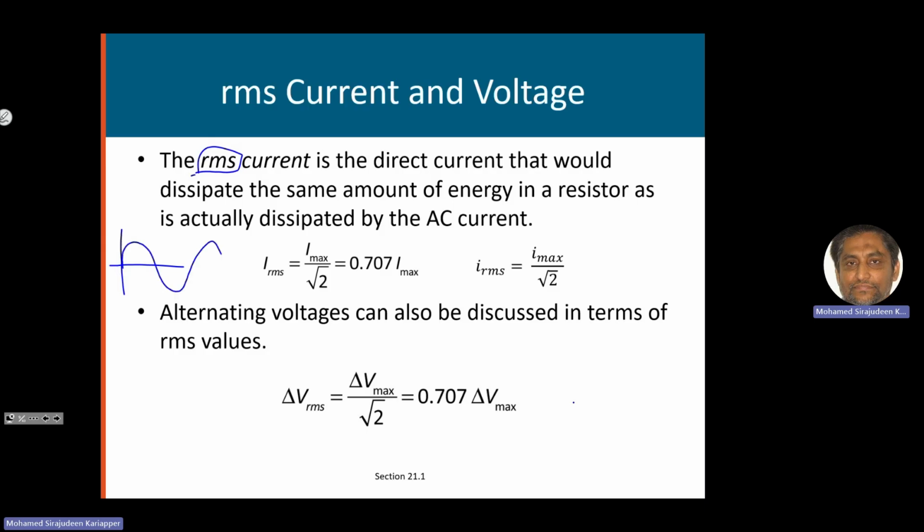So let me start with the RMS current. Can I get an average value for the current in an AC circuit? How we do that is as follows. Could you please pay attention? Look, this is one cycle. If someone asks you what is the average current, what will be your reply?